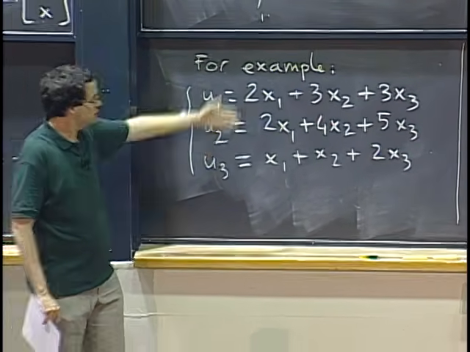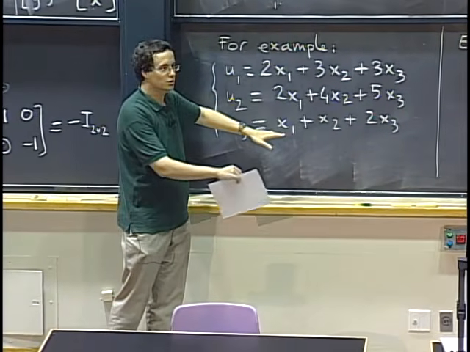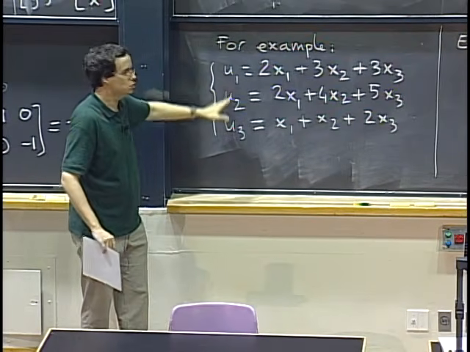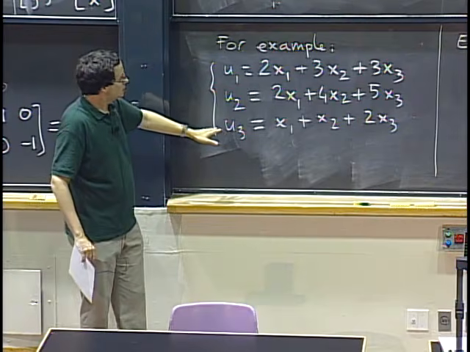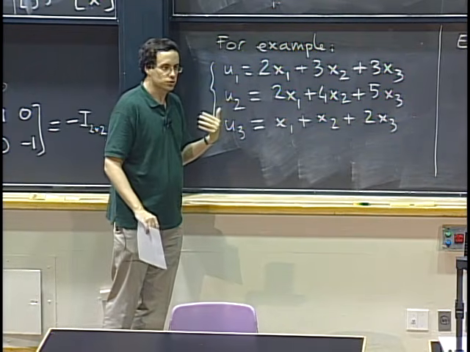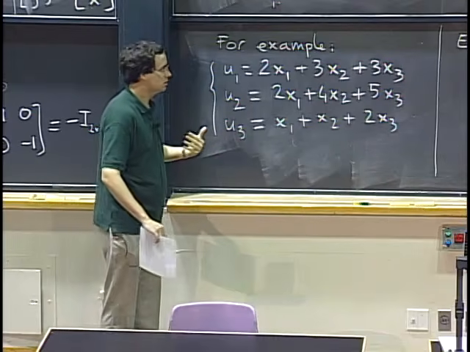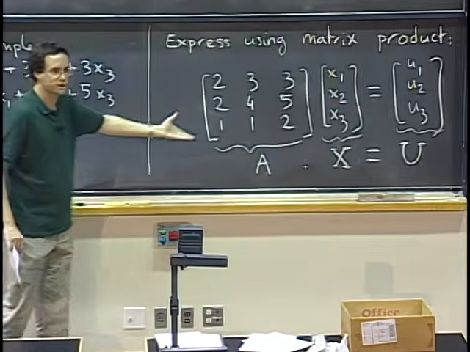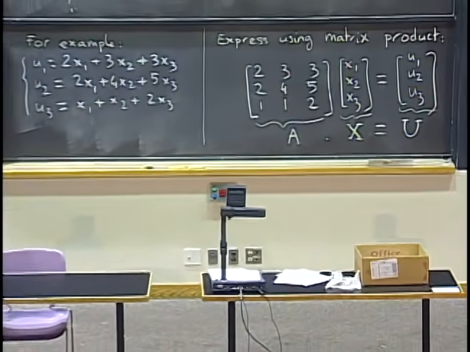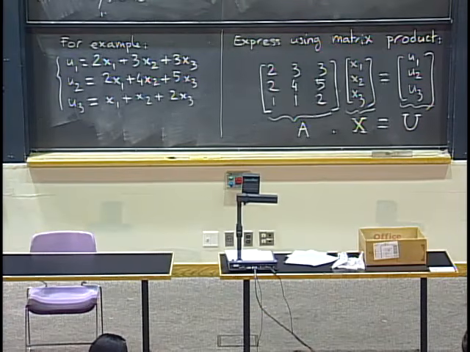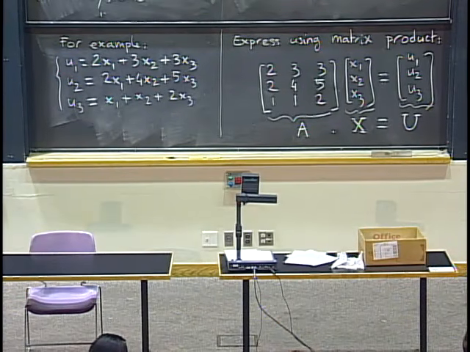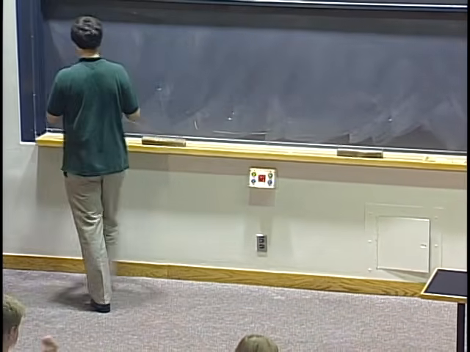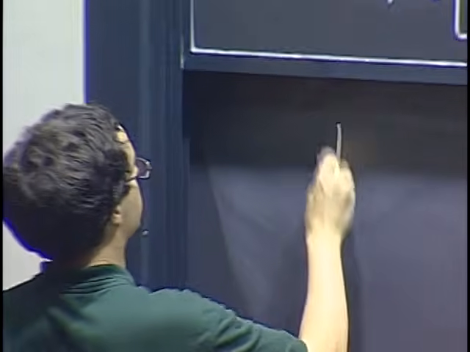Okay? So in principle, we could start substituting, and so on, to find formulas for x1, x2, x3 as functions of u1, u2, u3. And the relation will be, again, a linear relation. It will, again, be given by a matrix. Well, what's that matrix? It's the inverse transformation. So it's the inverse of the matrix A. So we're going to learn how to find the inverse of a matrix directly.